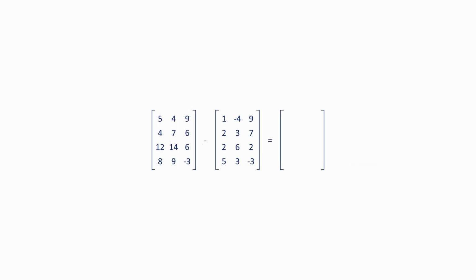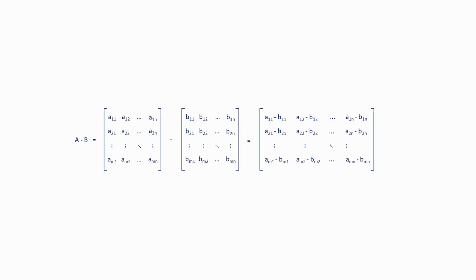Matrix subtraction is just as trivial. As long as the two matrices are the same shape and size, we can subtract one from the other. In this example, a pair of 4 by 3 matrices result in a new 4 by 3 matrix. Algebraically, matrix subtraction can be described like this.